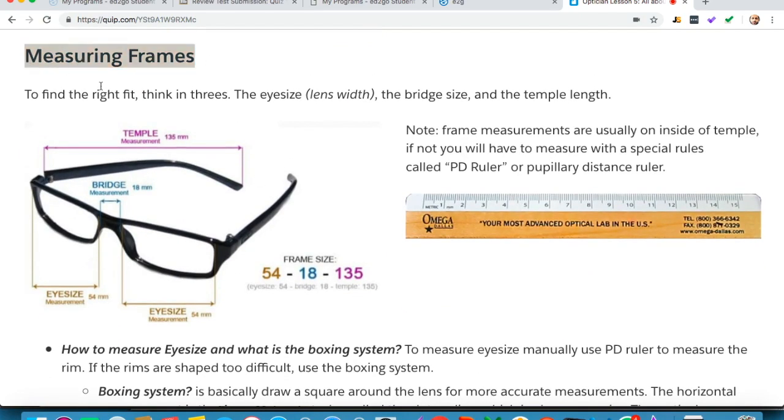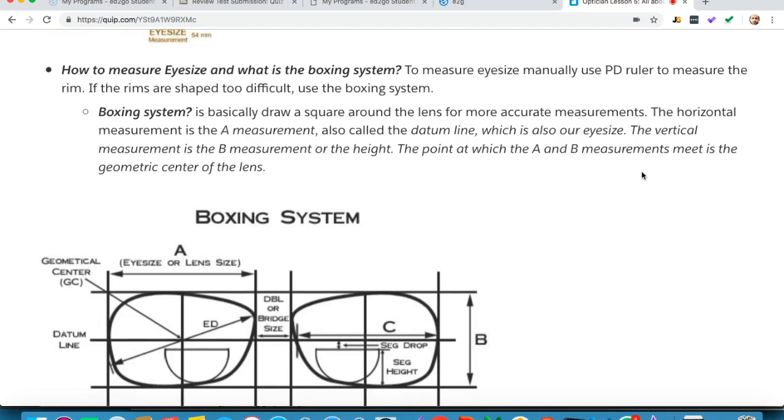So, measuring frames. To find the right fit, think in threes: the eye size, so think of the lens width, the bridge size, and the temple length. So in this illustration, as you can see, you want to measure the eye size, bridge, and the temple. And these frame sizes are also written on the temple. Note, frame measurements are usually on the inside of the temple. If not, you will have to measure with a special ruler called a PD ruler, or pupillary distance ruler.